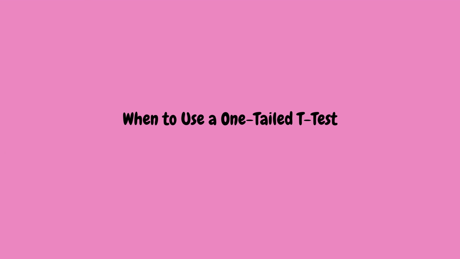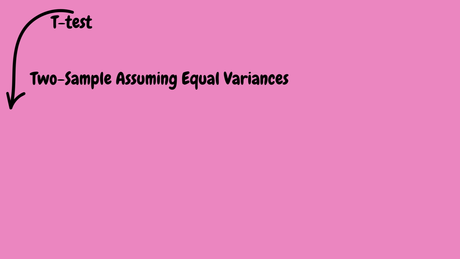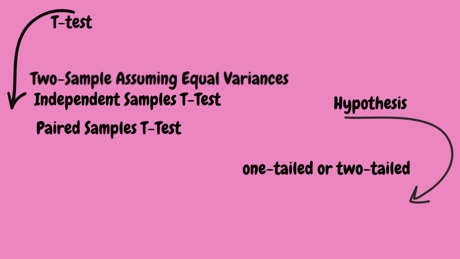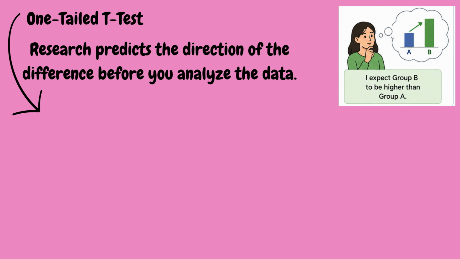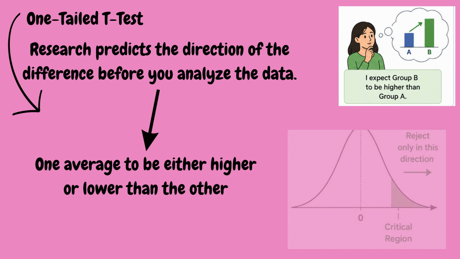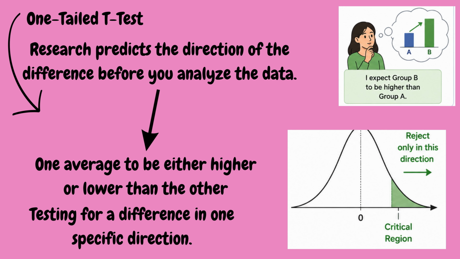When to use a one-tailed t-test: after choosing the correct type of t-test, like two-sample assuming equal variances, independent samples t-test and paired samples t-test, you also need to decide whether your hypothesis should be one-tailed or two-tailed. Use a one-tailed t-test when your research predicts the direction of the difference before you analyze the data. In simple words, you already expect one average to be either higher or lower than the other. You are not testing for just any difference. You are testing for a difference in one specific direction.